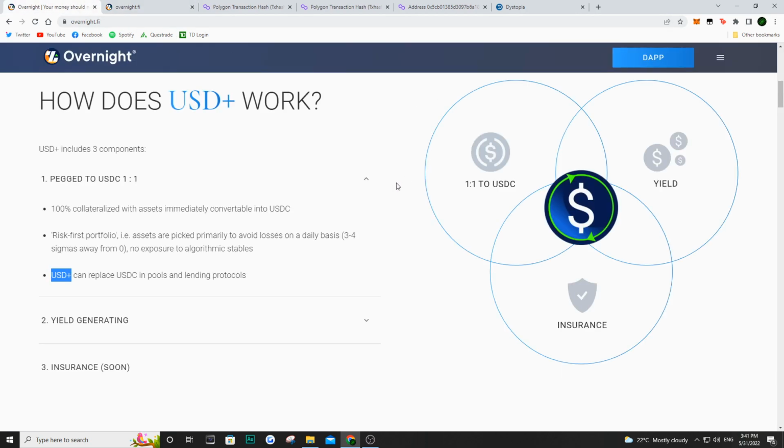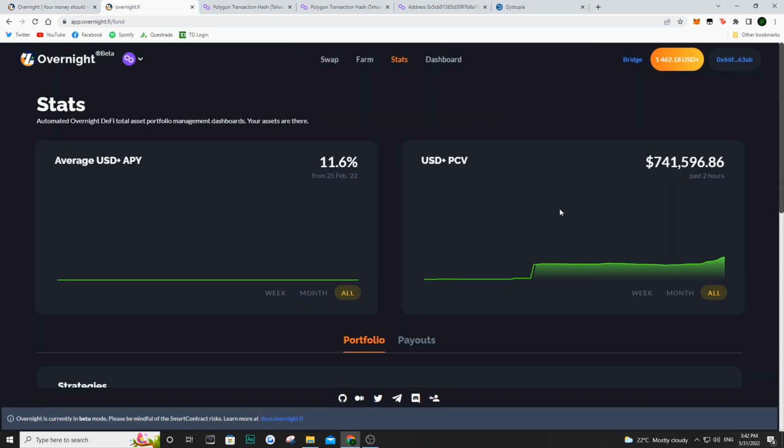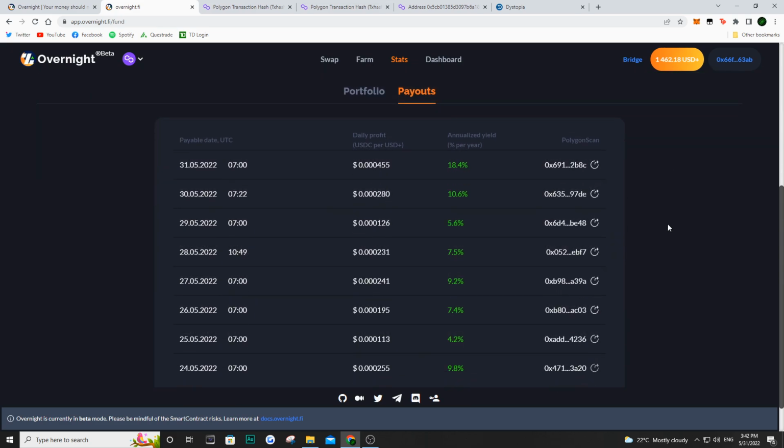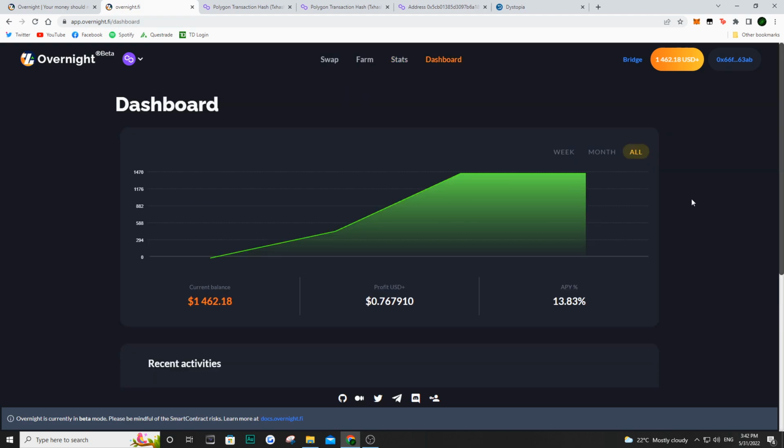Overnight Finance is definitely interesting and definitely worth a look, in my opinion. Again, they are generating yields based on these strategies, and as we can see, the APY is going to fluctuate every single day, based on the strategies and how much yield each of those strategies is generating. So I hope this makes sense, and I'm going to continue just holding a bit of my portfolio in USD Plus, see how much money I can generate, and see the APY fluctuate on a day-to-day basis.